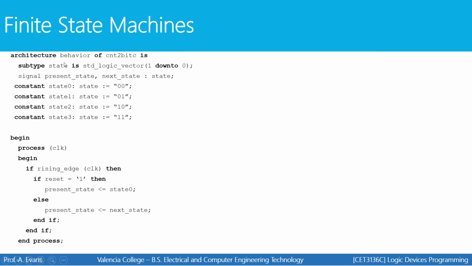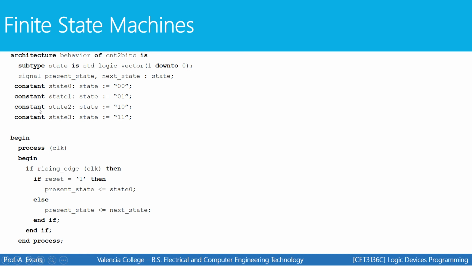You can call it any name you want. We're going to use the word state because we want to define each state of the counter. In this case, since we're building a 2-bit counter, your state will only ever be a 2-bit number. So state is defined as a standard logic vector of 1 down to 0. Then we're going to define the present state and the next state as signals, and their type is going to be of the subtype we created. Beyond that, we have 4 constants.